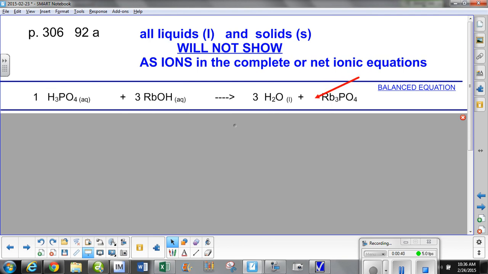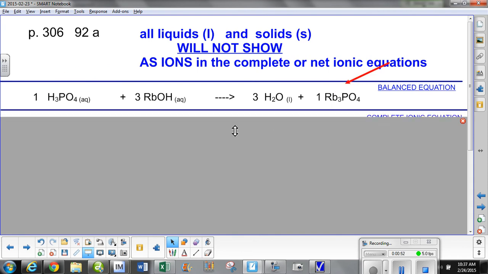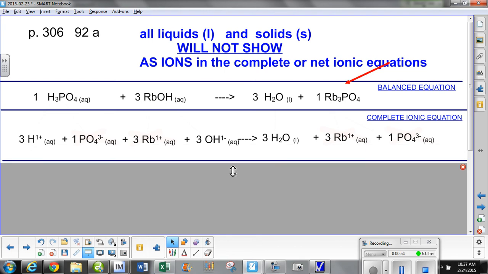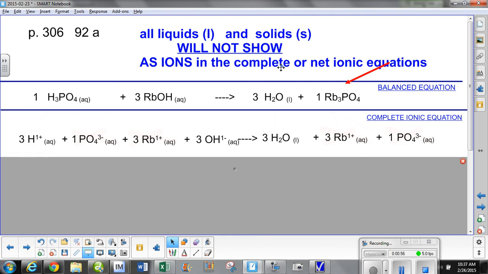But at any rate, this is your balanced complete equation. Okay, next we go to an ionic equation.